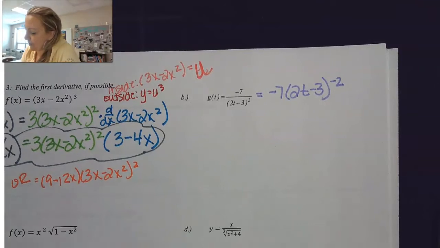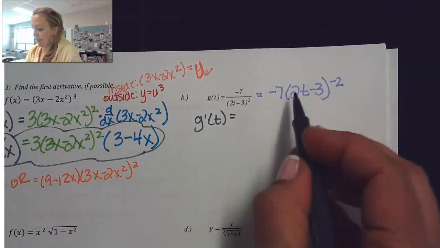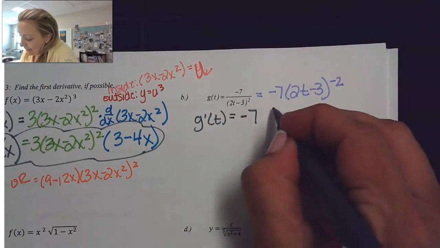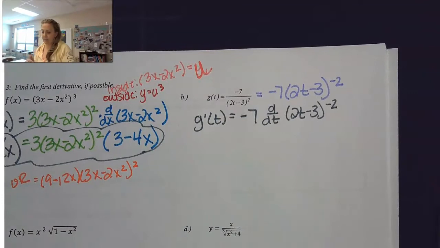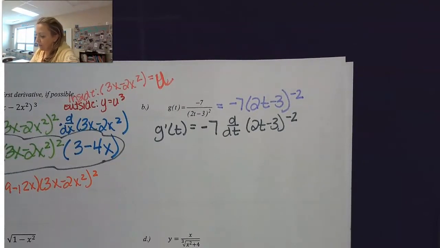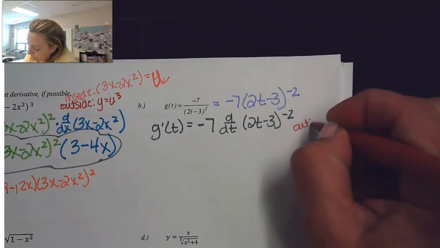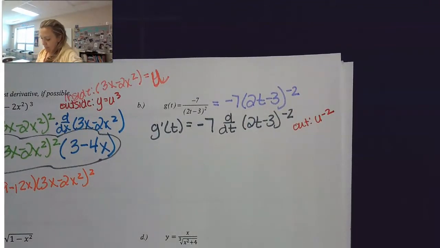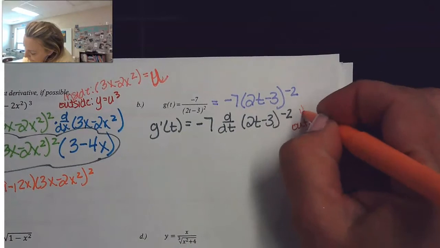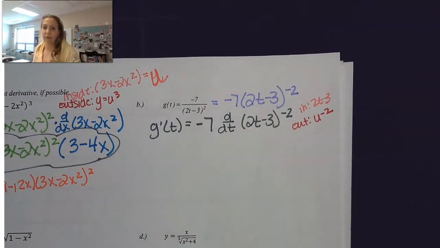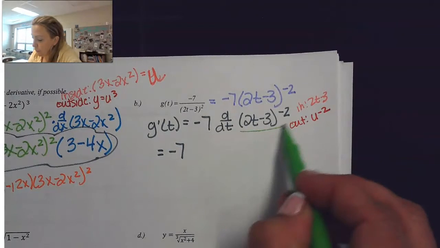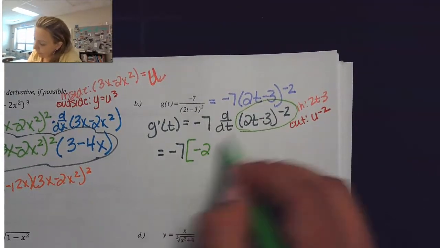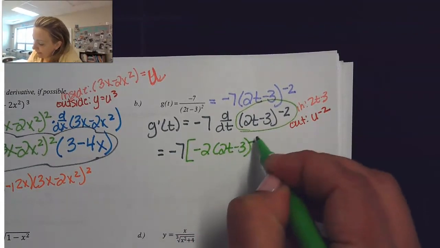When we're taking g prime of t, we can pull out that -7 and then really take the derivative of 2t minus 3 to the -2. Now, thinking about outside and inside functions, our outside function would be u to the -2, and the inside function would be 2t minus 3 equals u. So I'm going to keep this -7 out here, and now I want to take the derivative of this whole thing. That would be negative 2 times 2t minus 3 to the negative 3.